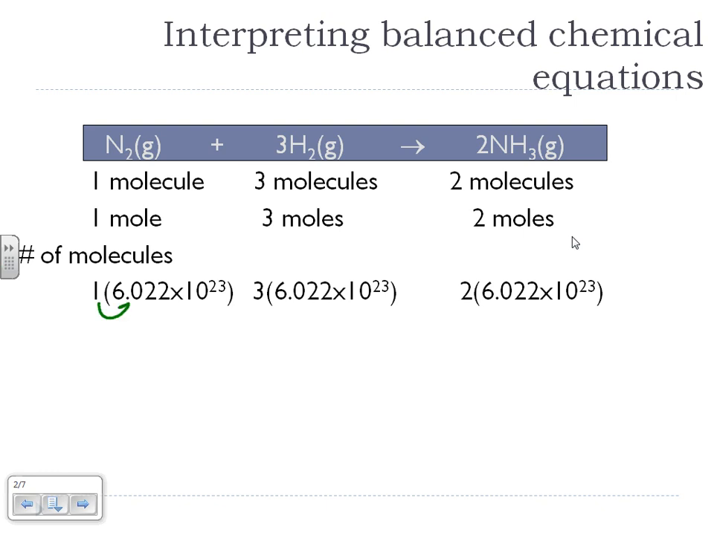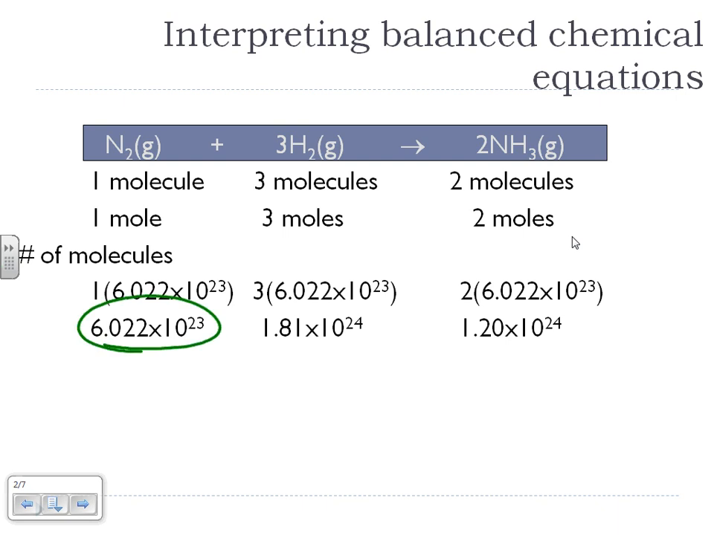So if I've got 1 times 6.02 times 10 to the 23, or 3 times a mole, or 2 times Avogadro's number there, I still have the ratio 1 to 3 to 2, and I end up with actually calculating out this many molecules. So I know that if I start off with 6.02 times 10 to the 23 molecules of nitrogen, and I add in 1.81 times 10 to the 24 molecules of hydrogen, I'll make 1.20 times 10 to the 24 molecules of ammonia. I'm showing you this just to, again, show you the 1 to 3 to 2 ratio, because when we look at big numbers like this, it's hard to make sense of them.